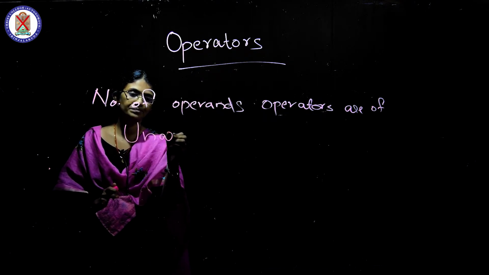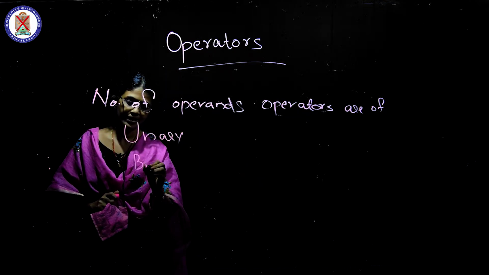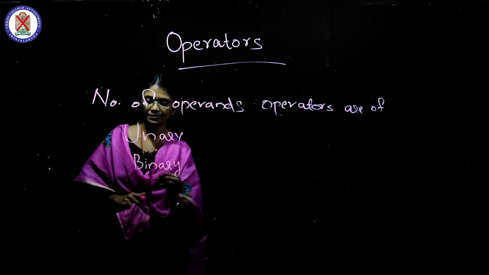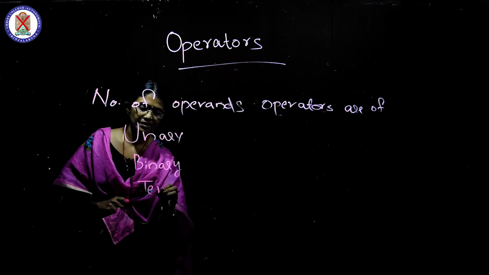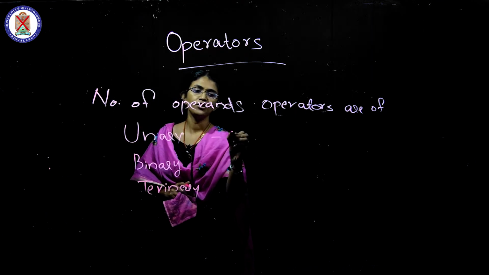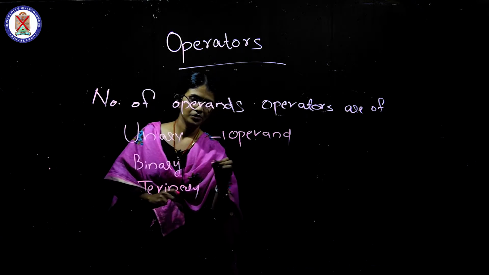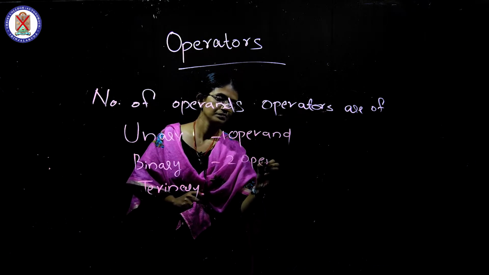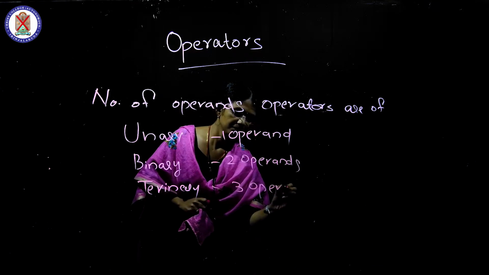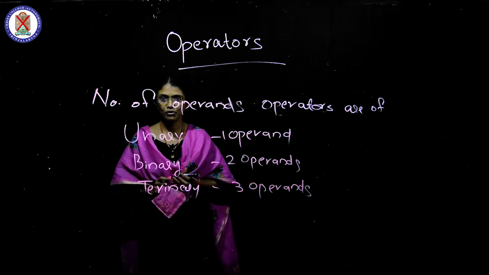First one is unary, in which only one operand is involved. Second one is binary, in which 2 operands are involved. Last one is ternary, with 3 operands. So: one operand, 2 operands, 3 operands. This classification is based on the number of operands.